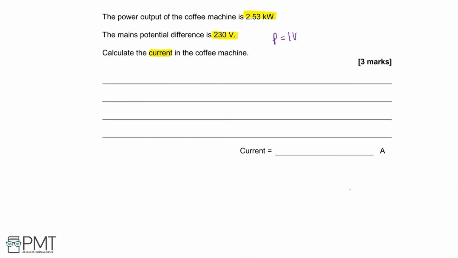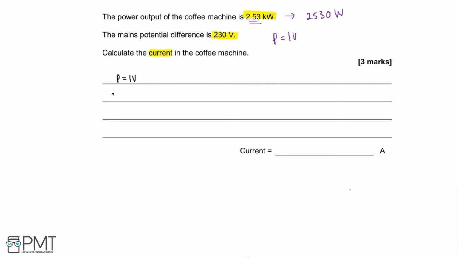So our first mark comes from substituting the values into this equation. And also we need to notice that because we are given the power in kilowatts, we need to convert this into watts. So 1 kilowatt equals 1000 watts. Therefore 2.53 kilowatts equals 2530 watts.